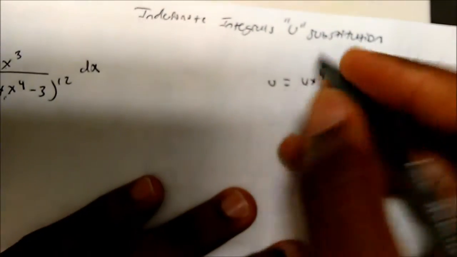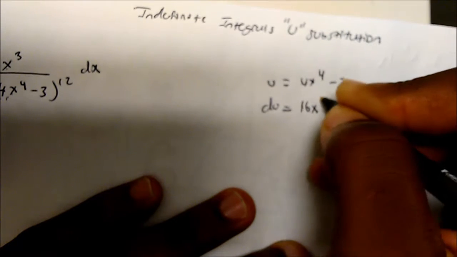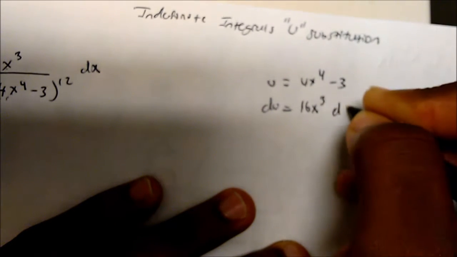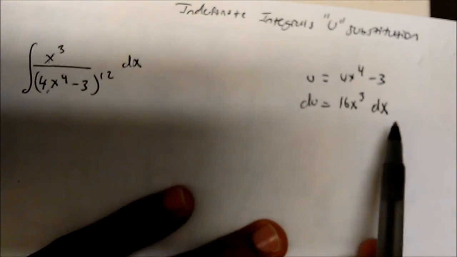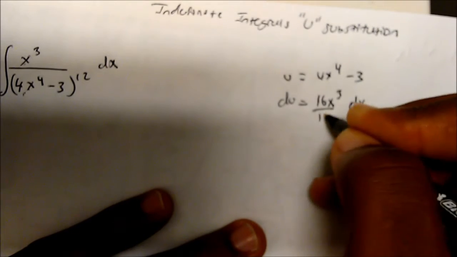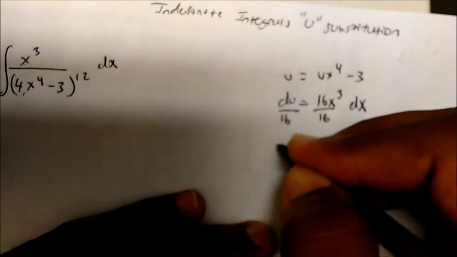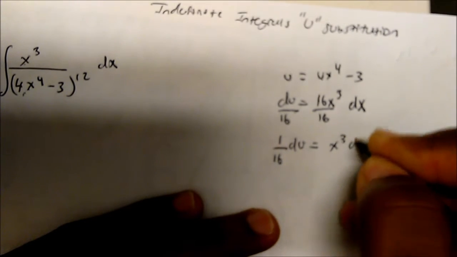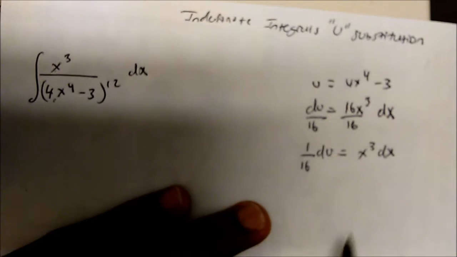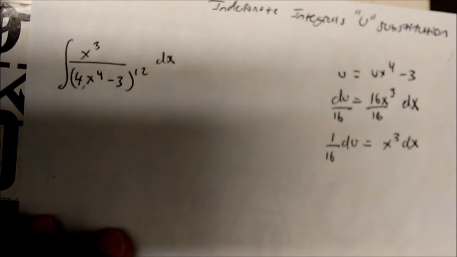Now all we do is take our derivative. So du will just be 4 times 4, which is 16x cubed dx. That will be your derivative. We just said that we have 1x cubed and not 16x cubed, but that's okay. We can get rid of the 16 by dividing by 16 on both sides. And 1/16 du will just be x cubed dx, which is exactly what we have. So now we can just plug it in.